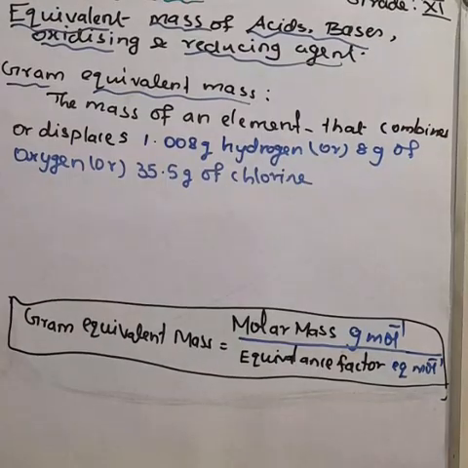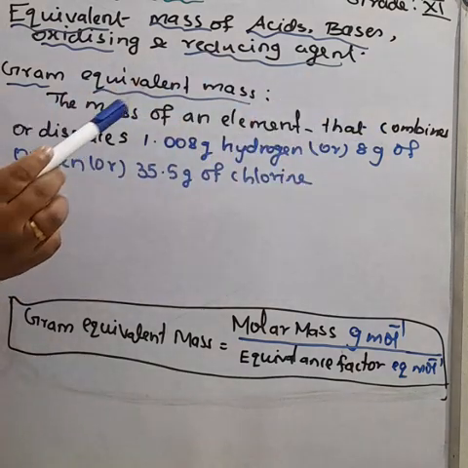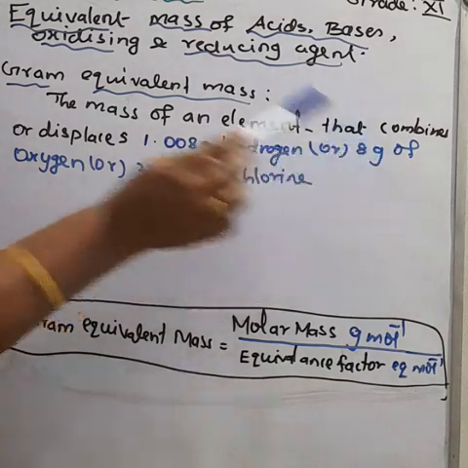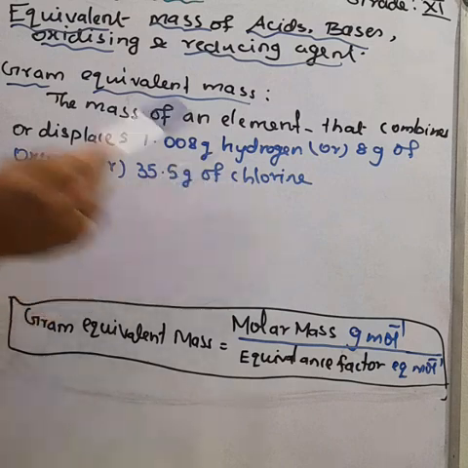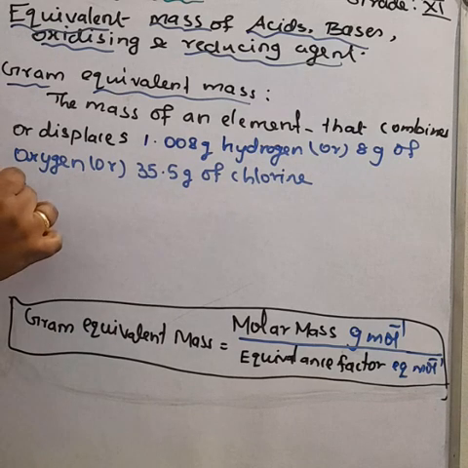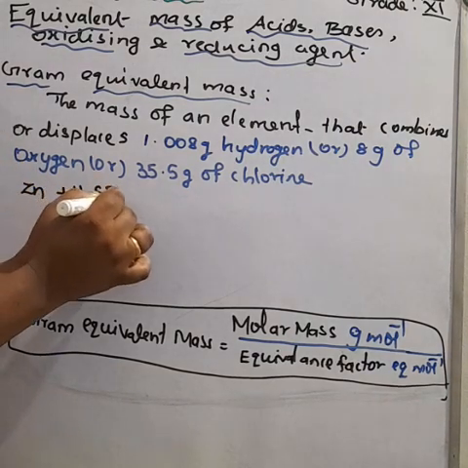Students, in the last class we studied the gram equivalent mass. What is the definition of gram equivalent mass? The mass of an element that combines with or displaces 1.008 gram hydrogen, or 8 gram oxygen, or 35.5 gram chlorine. Using this definition, we calculated the gram equivalent mass of zinc, an element that displaces hydrogen to form zinc sulfate.